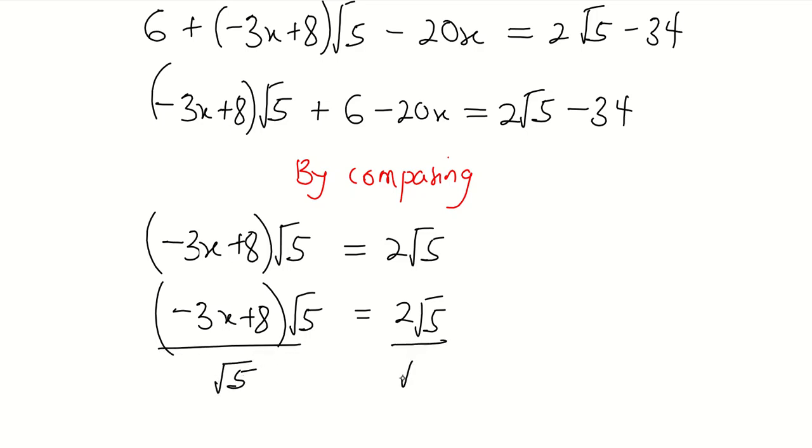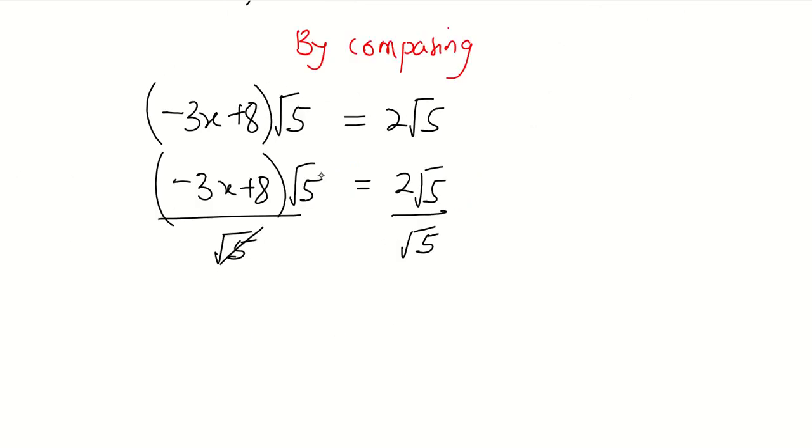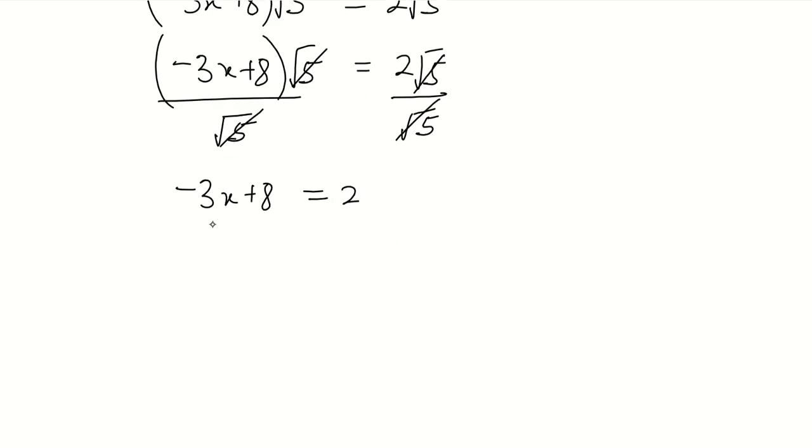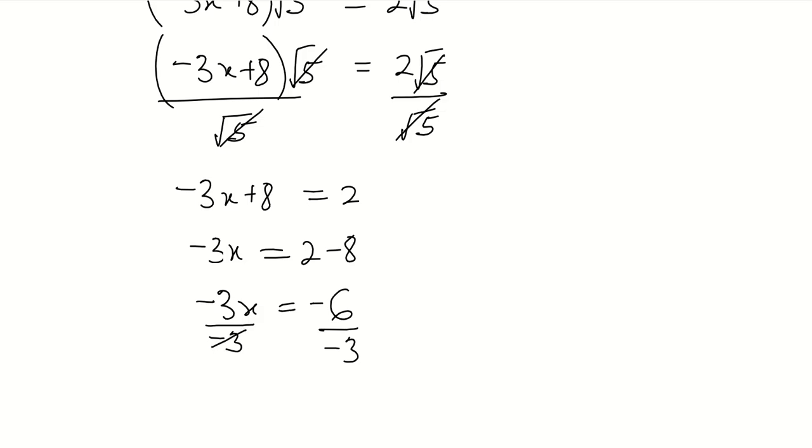So divide here by square root of 5, so that this square root of 5 can cancel that, and this one too can cancel that. So it means you have minus 3x plus 8, which is equal to 2. Now to find the value of x, you have to make x the subject, so you have minus 3x is equal to 2 minus 8, which means minus 3x is equal to minus 6. At this point, divide here by minus 3, and also divide here by minus 3. So our value for x now becomes positive 2.